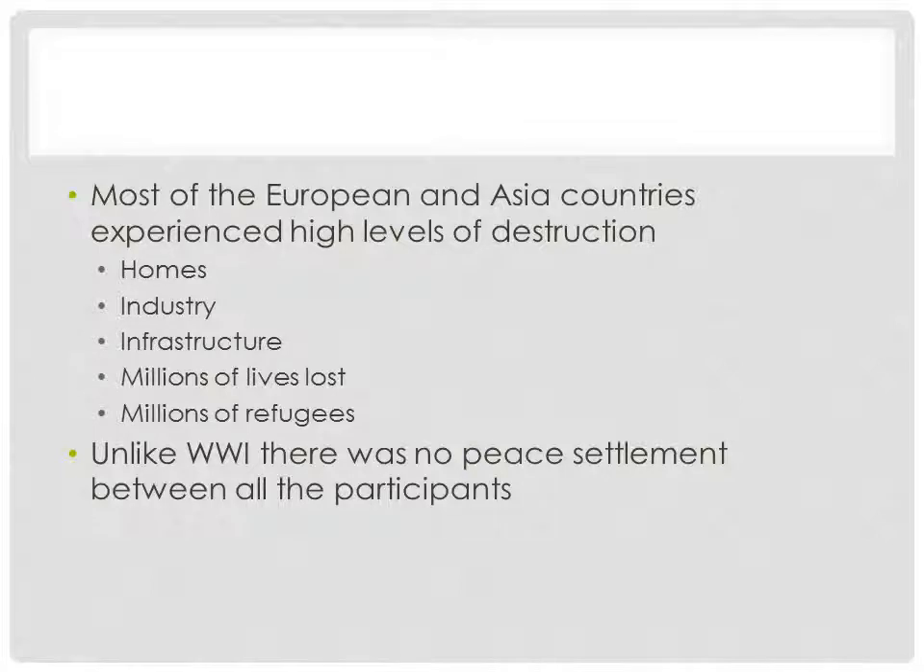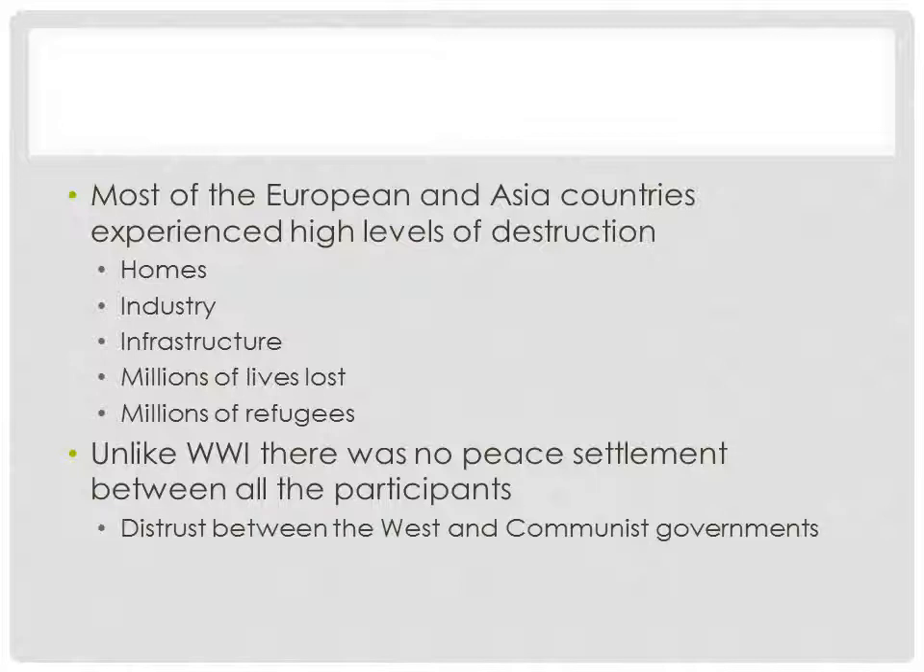And so, unlike World War I, there was no peace settlement between all of the participants. You don't have anything like the Paris Peace Conference. So you don't have this sort of uniform attempt to deal with the situation. And one of the reasons for this is because we have a large amount of distrust between the West and communist governments. There is a fundamental disagreement ideologically, and that means that there's going to be a fundamental disagreement on how to proceed forth. So instead, what you have are many small separate peace treaties.